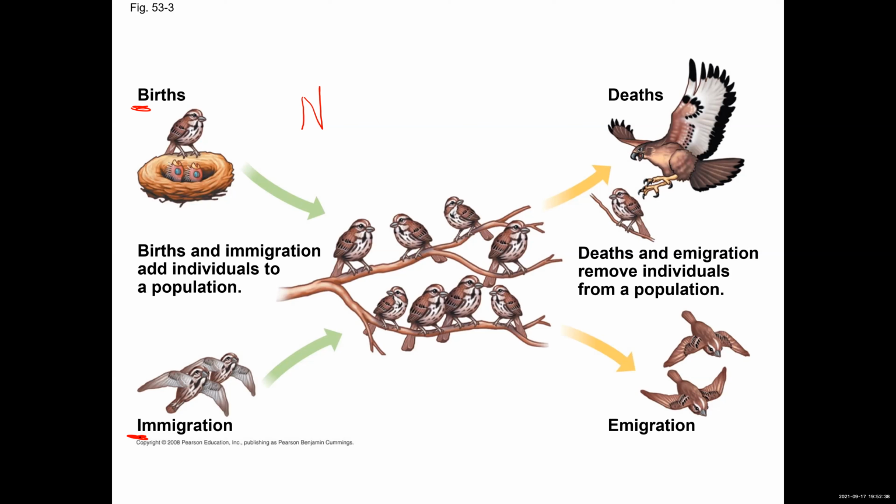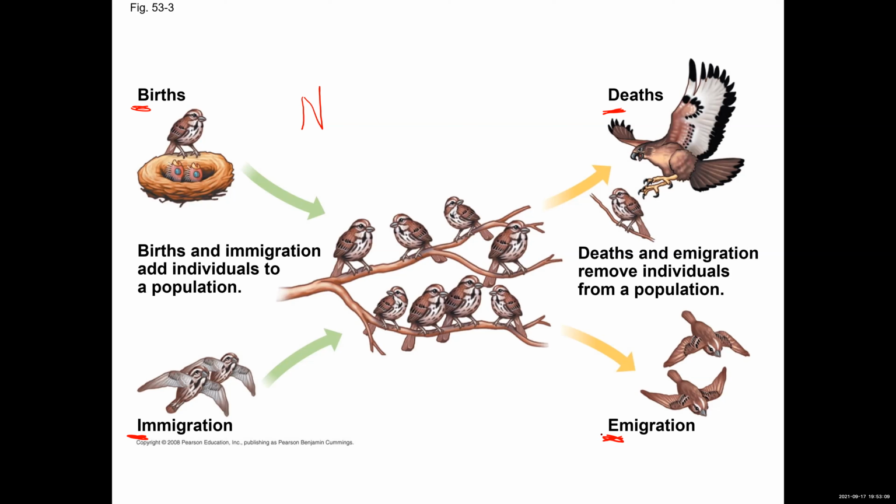What are the ways that our population might decrease? Well, individuals might die, right? They could die of old age, they could get eaten by a predator, these little birds could smack into a window and break their necks, they could have a disease. So deaths, and then the other way that can decrease population size is emigration, right? So emigration with an E and only one M is leaving, right?